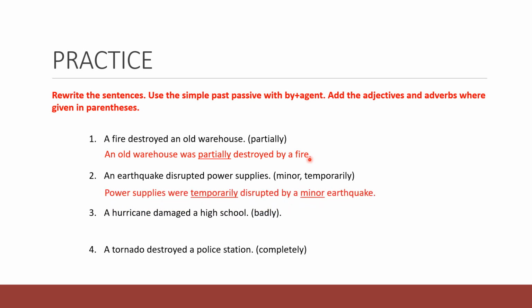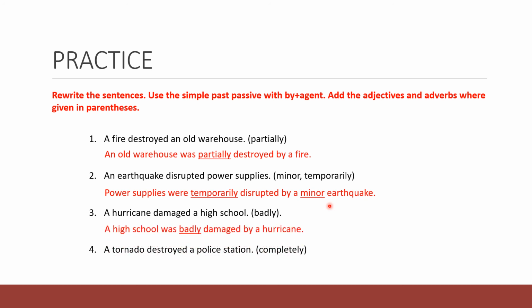An earthquake disrupted power supplies. We have to use minor and temporarily. Power supplies were temporarily disrupted by a minor earthquake. So notice here we're using the adverb between the verb to be and the verb in past participle, and I also included the adjective minor before earthquake.